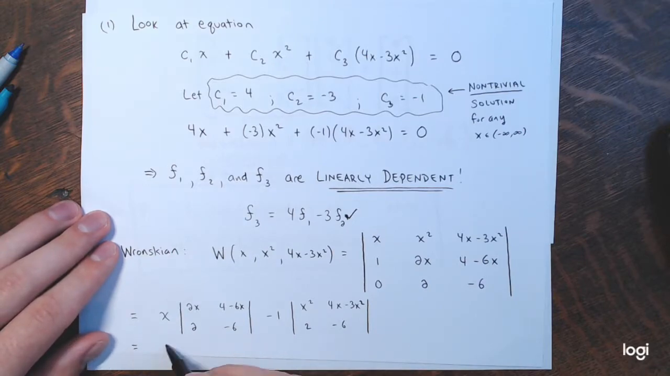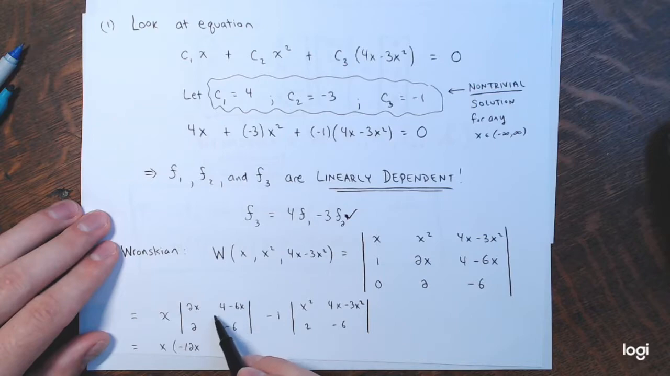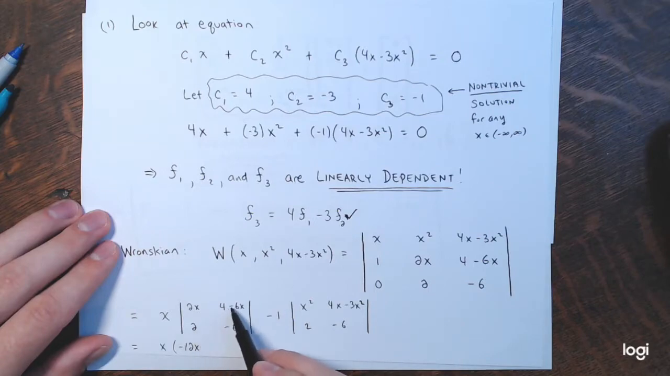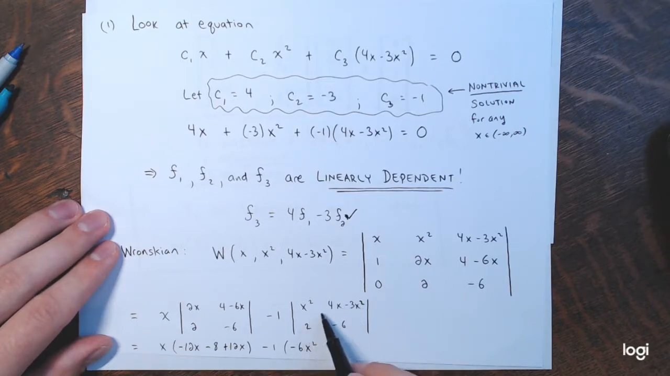And I have here x times negative 12x. Then, it'd be minus 2 times 4 minus 6x here. So minus 8 plus 12x. We'll simplify that in a second. And then minus 1 times, we have negative 6x squared. And then minus 2 times this would be minus 8x. And then plus 6x squared.